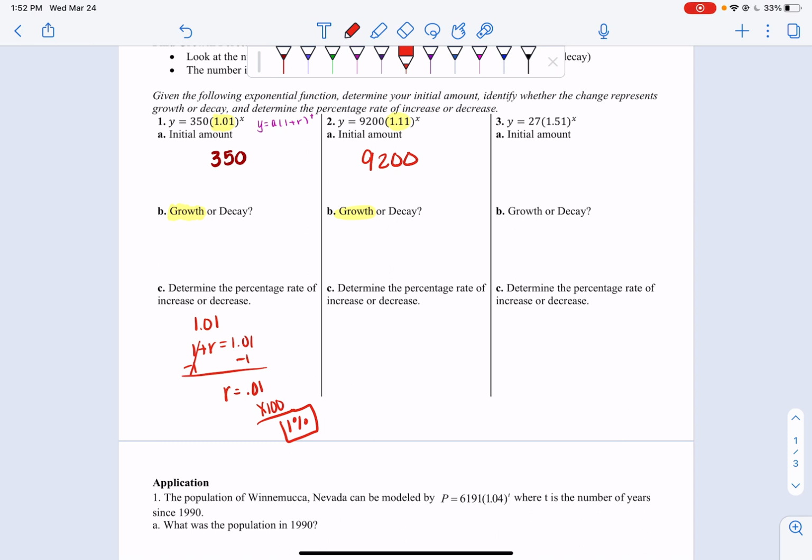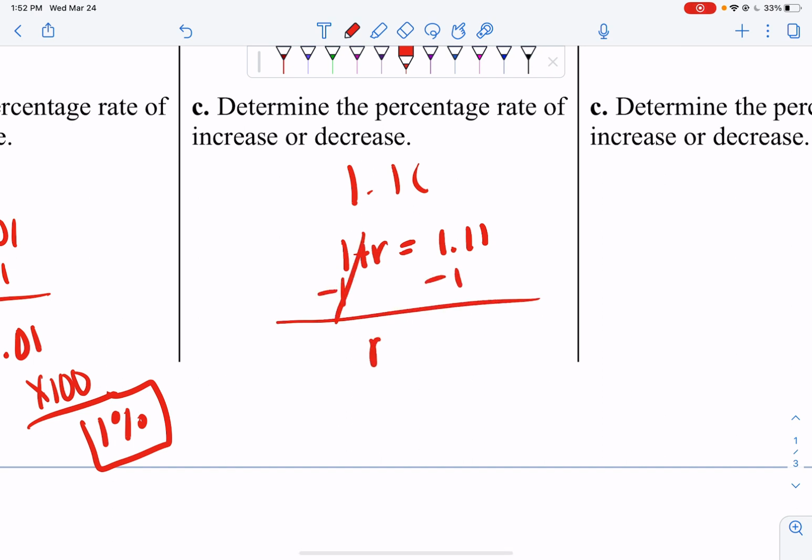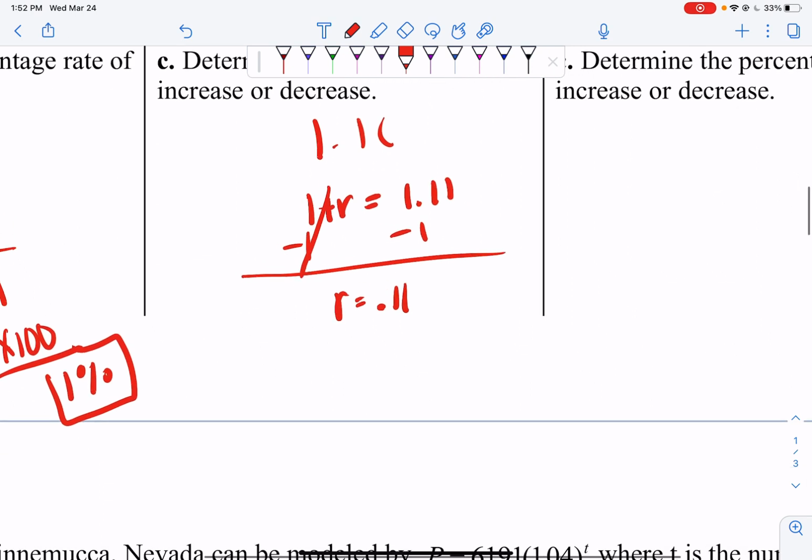Now we need to figure out what that percent is. So what we're going to do is rewrite that 1.11, and now we're going to set our equation equal to it. So we're going to do 1 plus r equals 1.11. My apologies. So I've got to get r by itself. I'm going to subtract 1 from both sides. I get r equals 0.11. Now I have my r value. I need to find the percentage, so I'm going to multiply by 100. And I get r equals 11%.